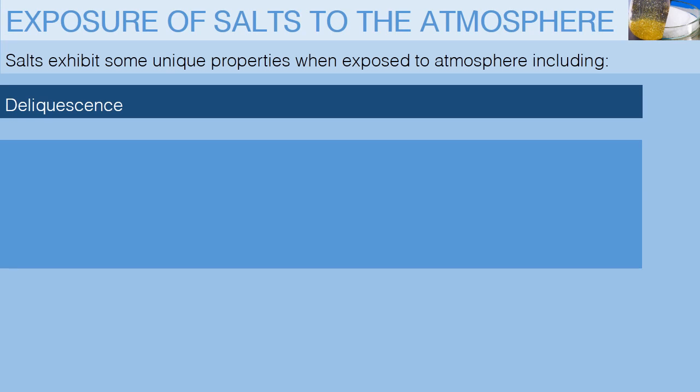Some of the important properties of salts relate to the exposure of salt to the atmosphere. Some salts exhibit unique properties, such as deliquescence. When we were talking about the use of calcium chloride, we mentioned that it keeps roads moist because of its deliquescent nature. Deliquescence can be explained using the following.